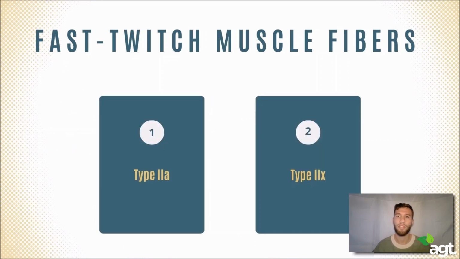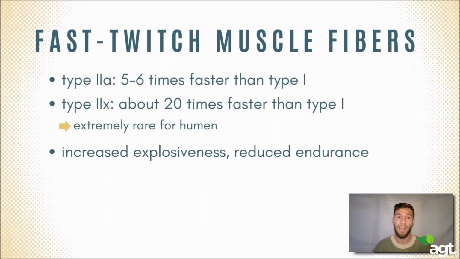Now the fast twitch muscle fibers can be categorized again into the type 2A muscle fibers and the type 2X muscle fibers. They used to be called type 2B, but nowadays they're called type 2X muscle fibers. The type 2A muscle fibers are about 5 to 6 times faster than the type 1 fibers. The type 2X fibers, though, are about 20 times faster than the type 1 and are therefore extremely rare to find in humans.